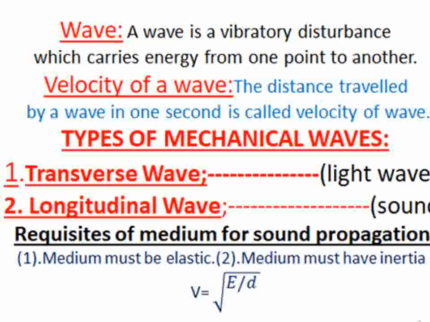Types of mechanical waves. Number 1, transverse wave. Example, light waves. Number 2, longitudinal wave, sound waves. In the light waves, electric and magnetic vectors vibrate in perpendicular direction to each other. Therefore, light waves are also transverse in nature.